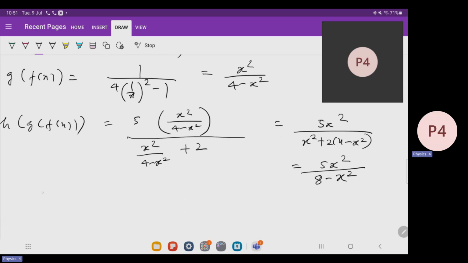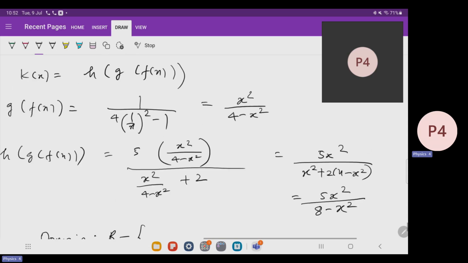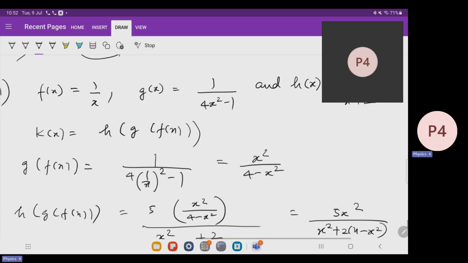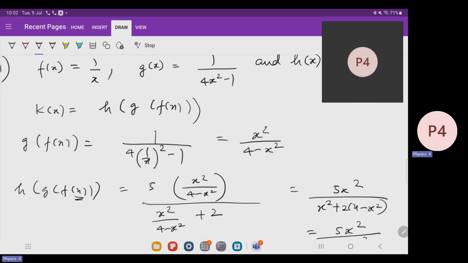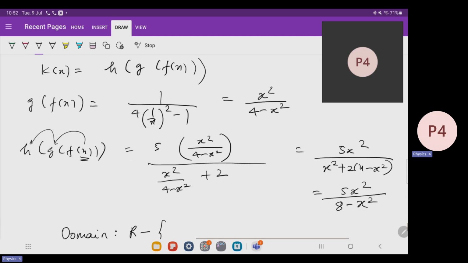Now the domain of this function. It is going to be R minus all the values which we cannot put. So we'll start with f(x), because x will first go into f(x), then the output will go into g, and then the output will go into h. So first you have to find the domain of f(x), then the domain of g(f(x)), and then the domain of h(g(f(x))). And the intersection of these three is the domain of this function.